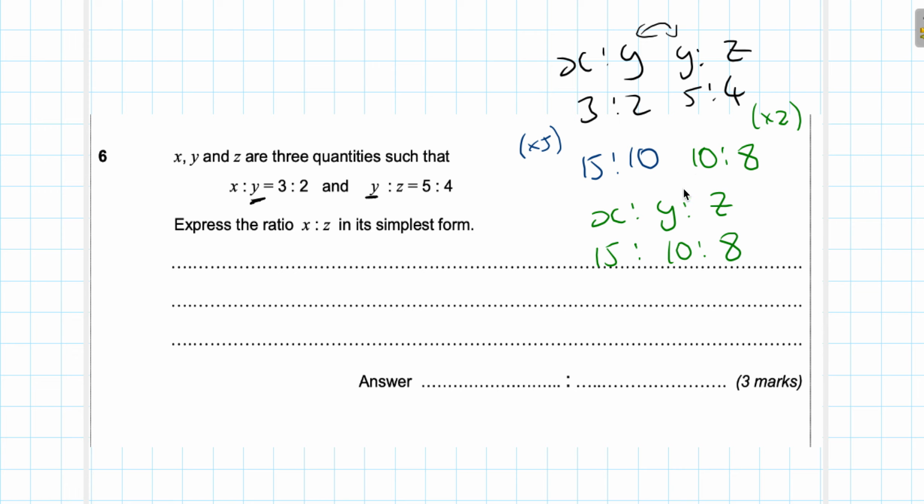And from here we can ignore the y because we're only interested in x to z. So therefore x to z is going to be 15 to 8. This can't be simplified any further, so our answer is 15 to 8. Again, make sure that you match your ratio to what the question is looking for, so make sure you don't write 8 to 15, you write 15 to 8. And that is your answer for question 6.